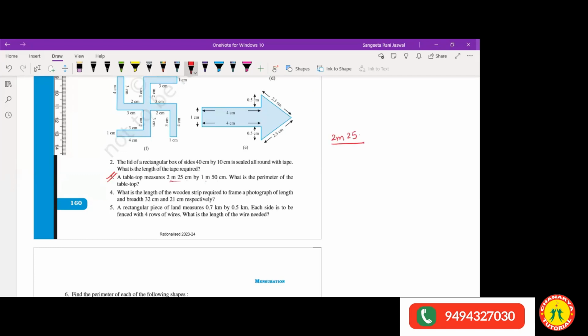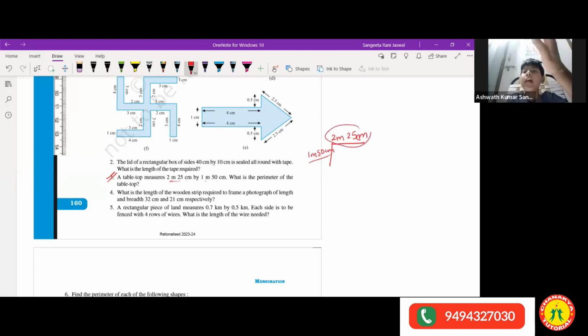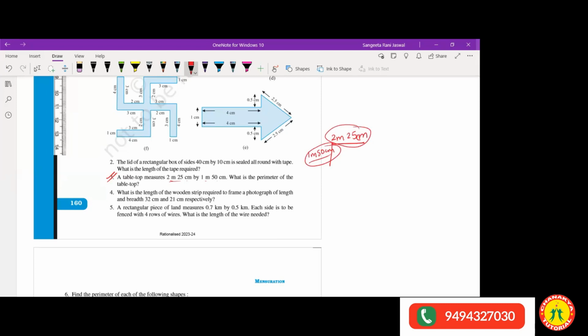Its length is 2 meter 25 centimeter, and its breadth is 1 meter 50 centimeters. So how will you find the perimeter of this? First, we need to make all the numbers equal, like centimeter to meter or meter to centimeter. First, by conversion, you will make it to 1 unit. These are 2 units, no? Meter and centimeter. You will first make it to 1 unit.